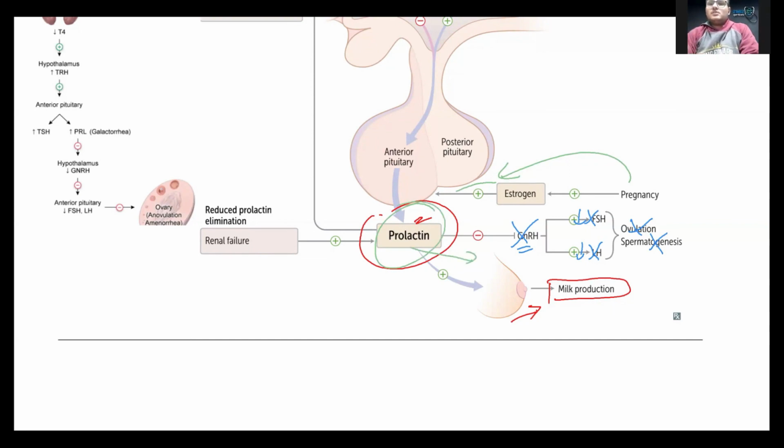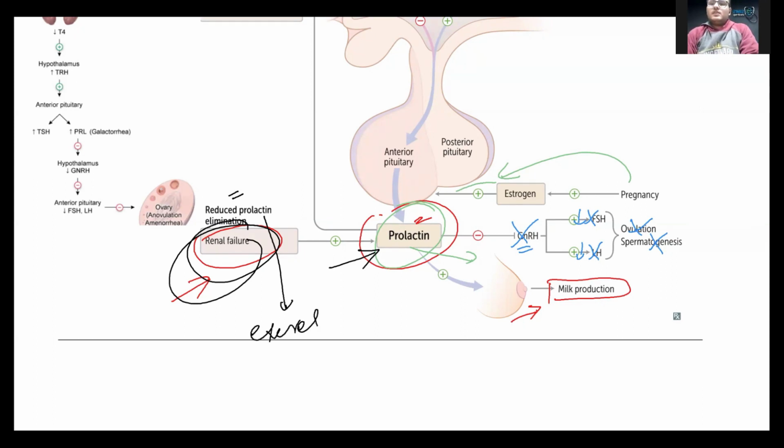A very interesting concept here is renal failure. When there is renal failure, it also increases the release of prolactin. Why? Because of reduced prolactin elimination. Prolactin is excreted by the kidney, so when there is CKD, there will be more. This is one of the famous causes of hyperprolactinemia.